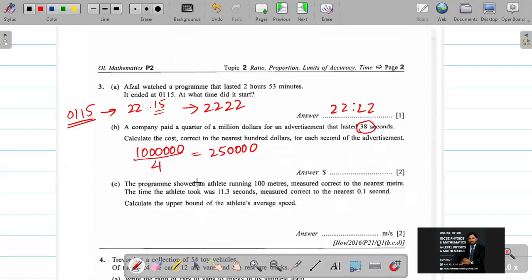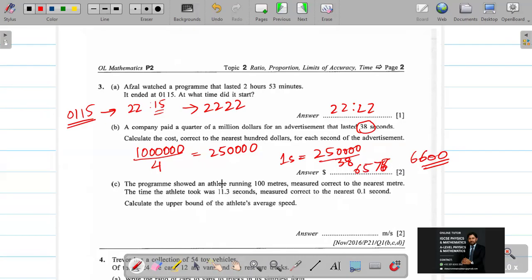And now if he is asking for the cost of 1 second, then it means 250,000 over 38 should be taken. 125,000 divided by 19, so he is giving 6,578 point something like that. And I can also write it like 6,600 for 1 second of video for promotion.